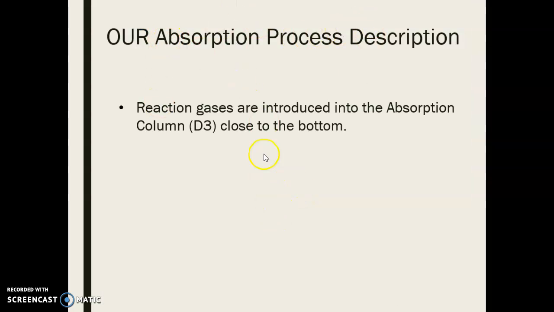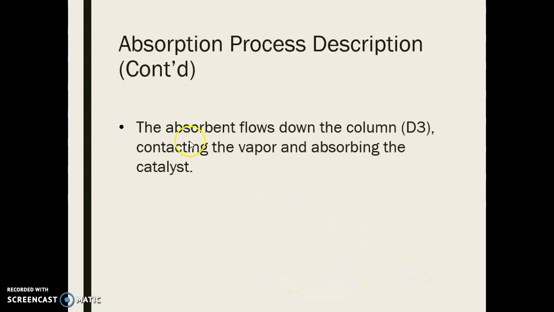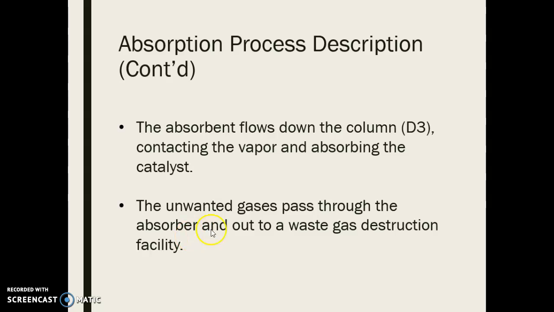Okay, our absorption process description. Reaction gases are introduced to the absorption column D3 close to the bottom, which we talked about. From there, the gases travel up the column and contact the liquid absorbent. The absorbent is that organic liquid from the reactor, and it passes through the decanter and distillation processes. It's fed at the bottoms of D2, that stripper, and then the makeup from the decanter at the top of D3. The absorbent flows down the column, contacting the vapor and absorbing the catalyst. The unwanted gases pass through the absorber and out to the waste gas destruction facility. You can take that picture that I had shown you, where I labeled all the different numbers, and follow this along if you can print that out sometime.